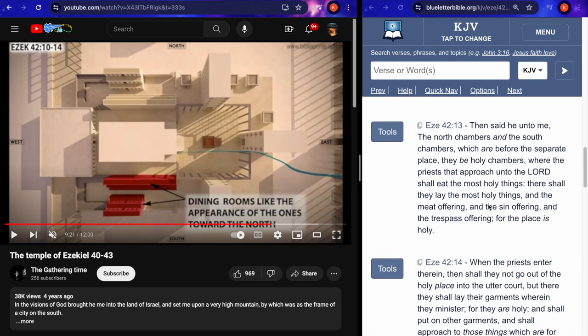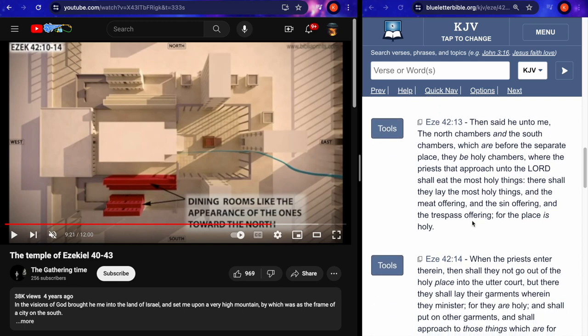Then said he unto me, the north chambers and the south chambers, which are before the separate place, they be holy chambers, where the priests that approach unto the Lord Yahweh shall eat the most holy things.